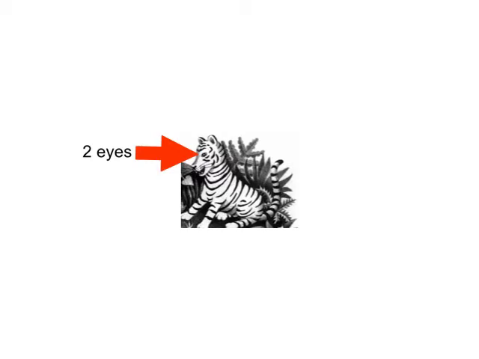First, I found a picture of the tiger. I looked to see how many eyes the tiger had. I counted 2. Then I looked for the mouth. I saw 1.